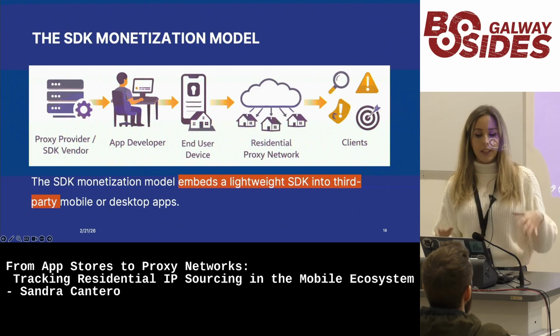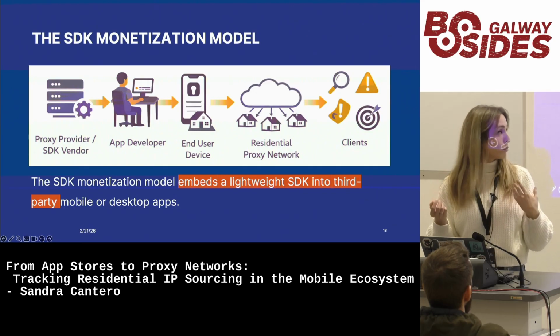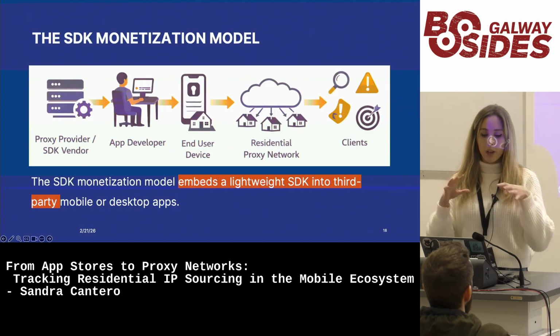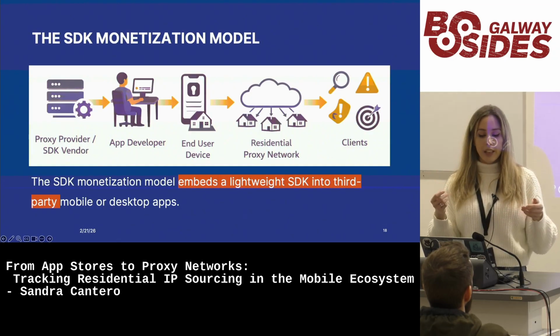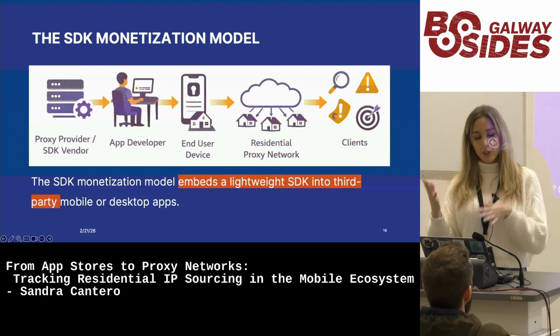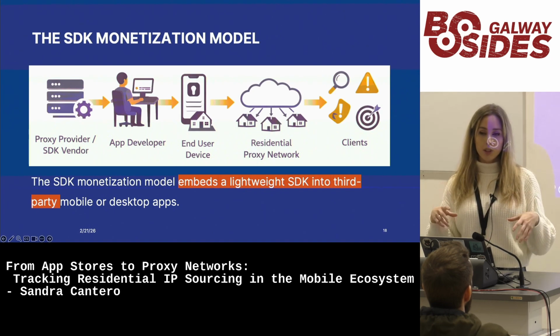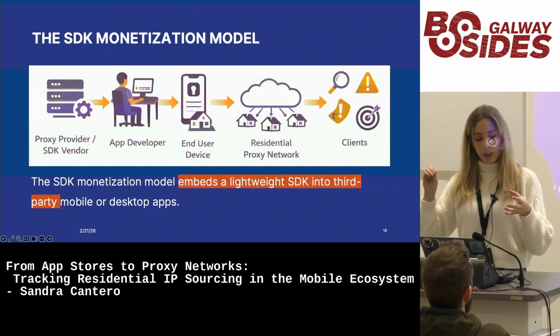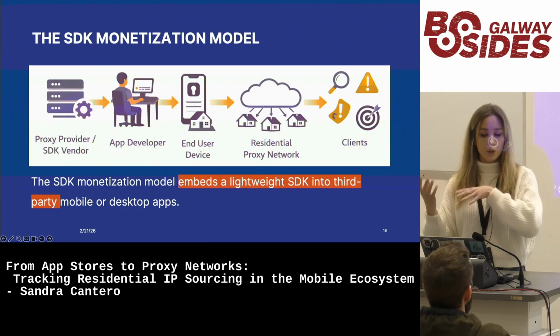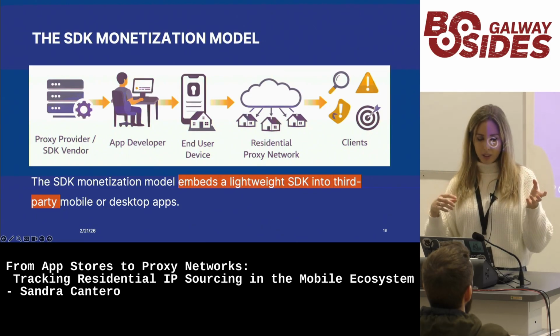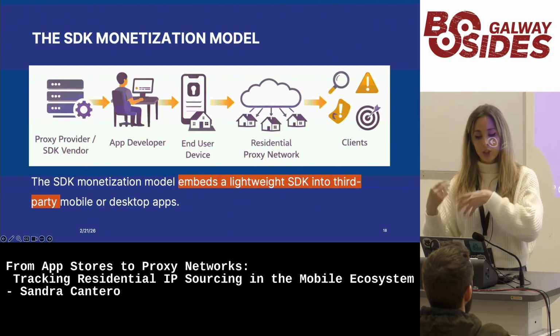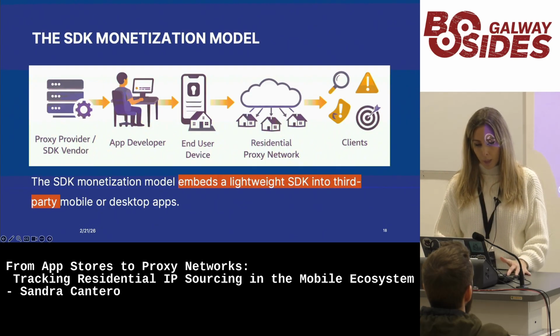And now let's move to the SDK monetization model, which is the main aspect of the talk. This works by a proxy provider, or SDK vendor, embedding a lightweight SDK into a third-party mobile or desktop app. So we have the proxy provider, the SDK vendor, the app developer, then we have the end-user device, and once this end-user device installs the app, it becomes part of this residential proxy network, and this IP goes to the pool of the IPs that the proxy provider has, so it gives the clients more IPs to use.